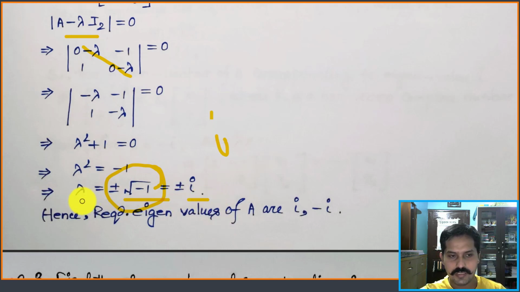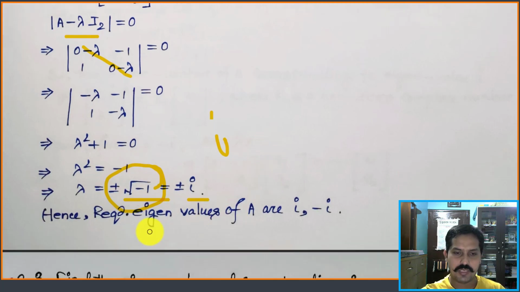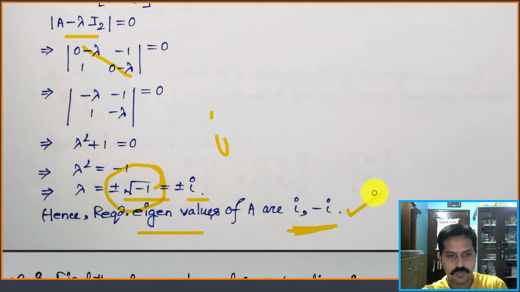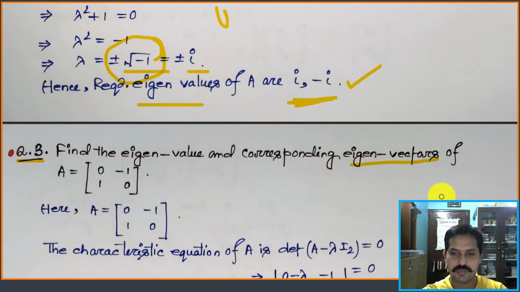So here we see that the values of lambda are not real, so it is possible that the roots of a given characteristic polynomial may not be real. Then also we can write the required eigenvalues of capital A are i and minus i. Whether the roots are real or imaginary numbers, the roots are the characteristic values or eigenvalues of the given matrix capital A. Next, we have to find eigenvectors.